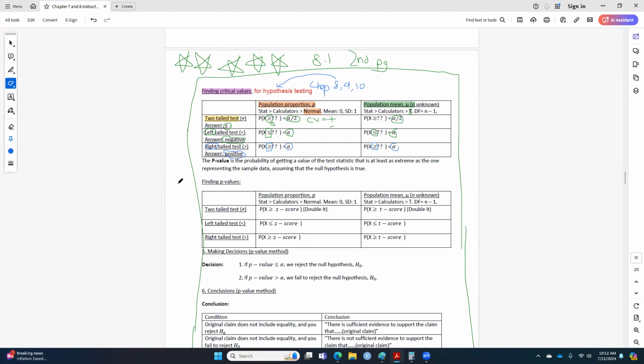Now, sometimes the question wants you to find a p-value.